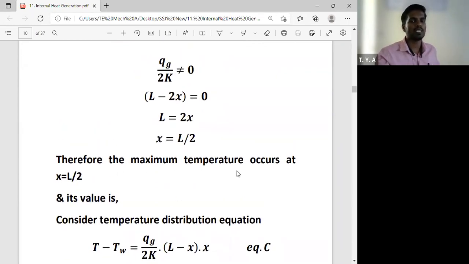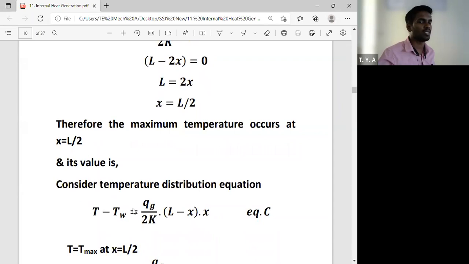So therefore the maximum temperature occurs at X is equal to L by 2. Now we have to find the value of that maximum temperature. So what is the equation for that? We have to derive that particular equation. So what is our temperature distribution equation?